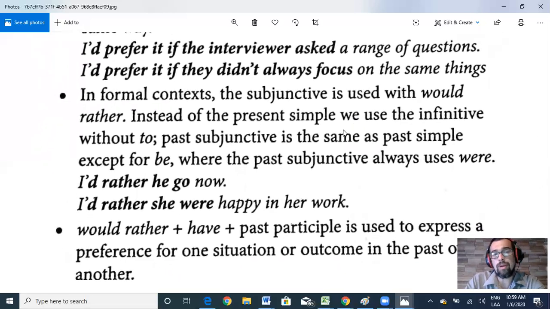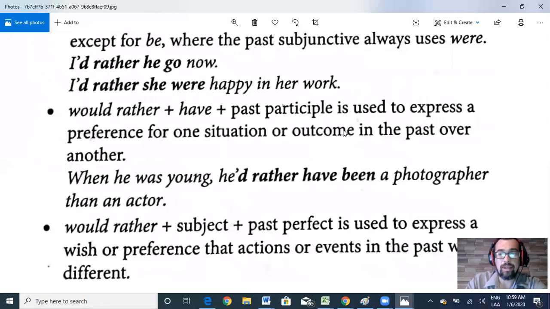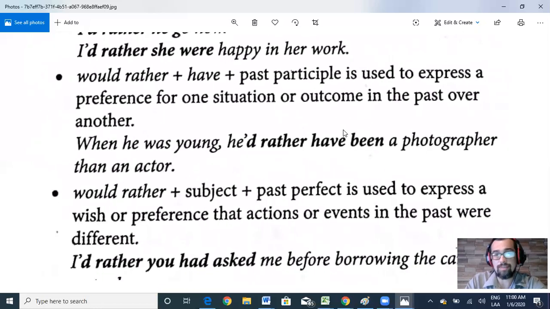In this case, remember, we're talking about formal context, right? So that's why this is not very common. This is very, very formal, that we might be able to see these type of sentences. Also, okay, now would rather plus have plus past participle is used to express a preference for one situation or outcome in the past over another.